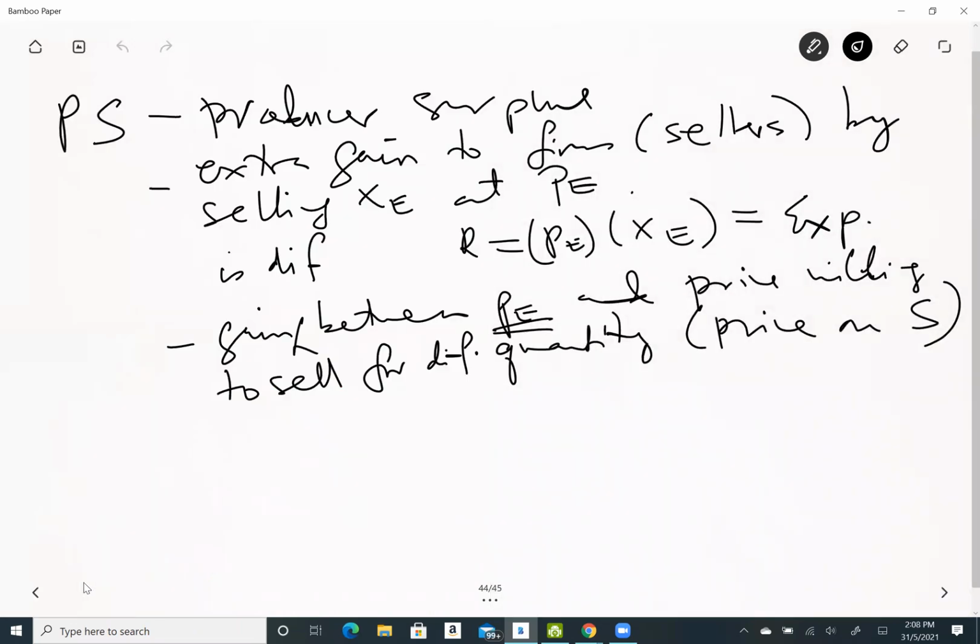So how do you find it? That will be equal to the integral from 0 to xe.